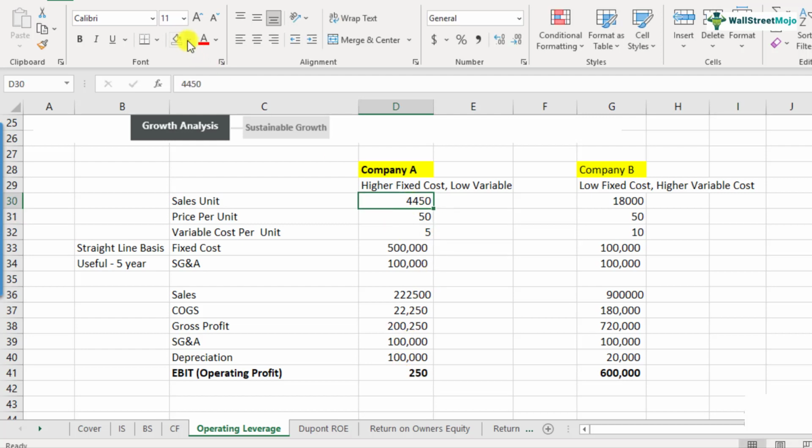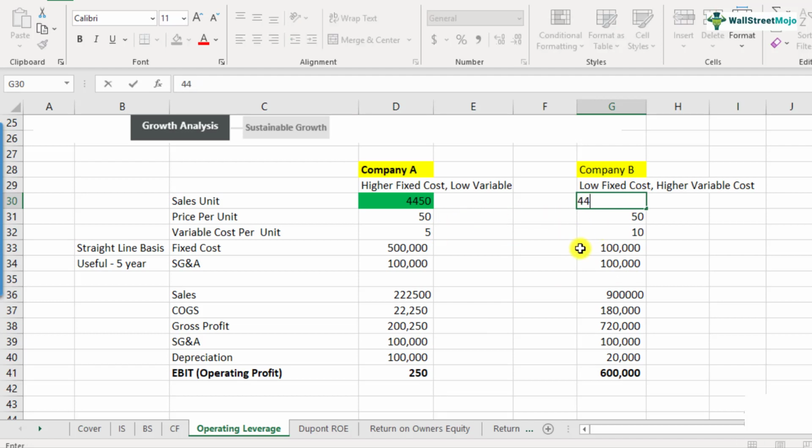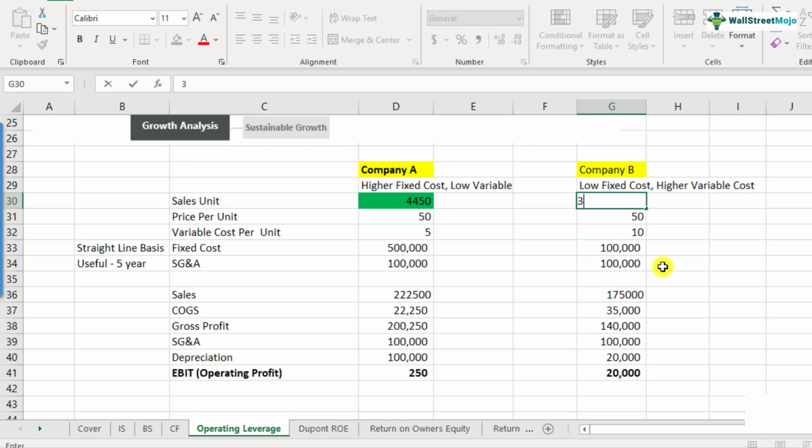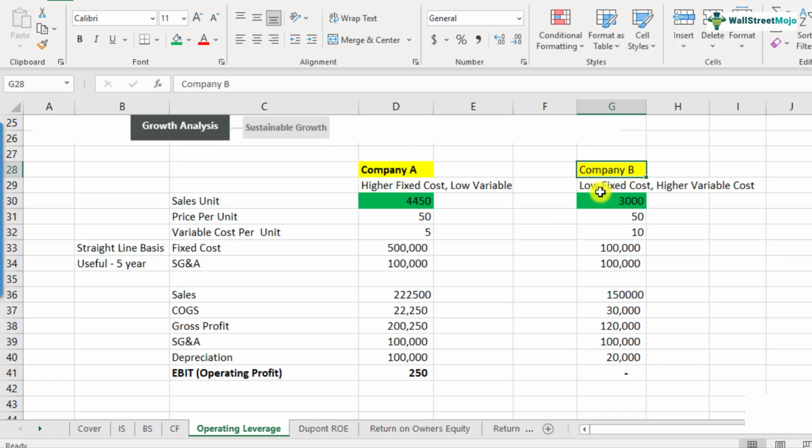Yes, let's consider this as the break-even point for company A. Let's see how much is the break-even point for company B. So if I keep this as 4450, how much will that be? The company seems to be profitable at 4450. Let's make it at 4,000. It's still profitable. 3500, still profitable. 3,000. Okay, so here it seems like 3,000 is the break-even point for company B. It is obvious that since company B has a lower fixed cost, the break-even point for them is slightly lower. So it's at 3,000. But company A, which is operating at a higher fixed cost, has a higher break-even point.